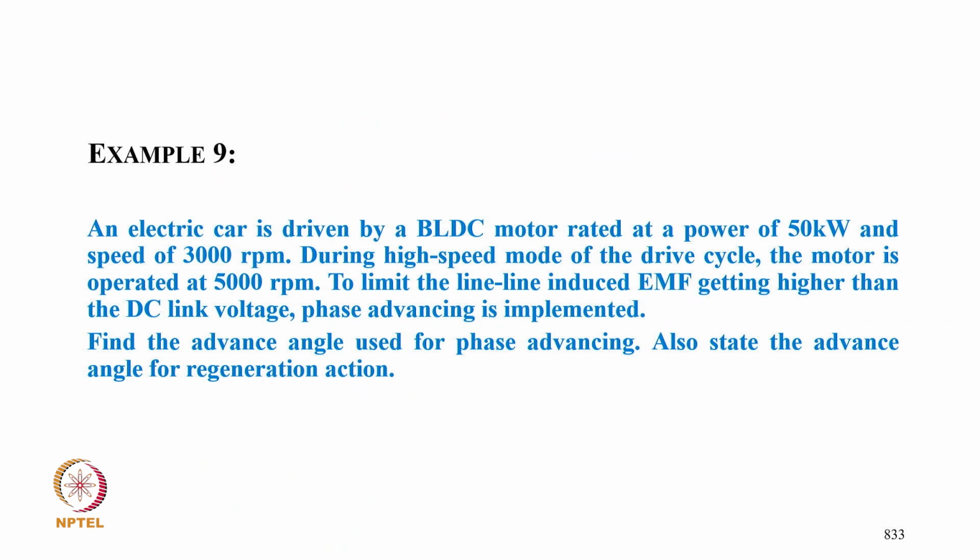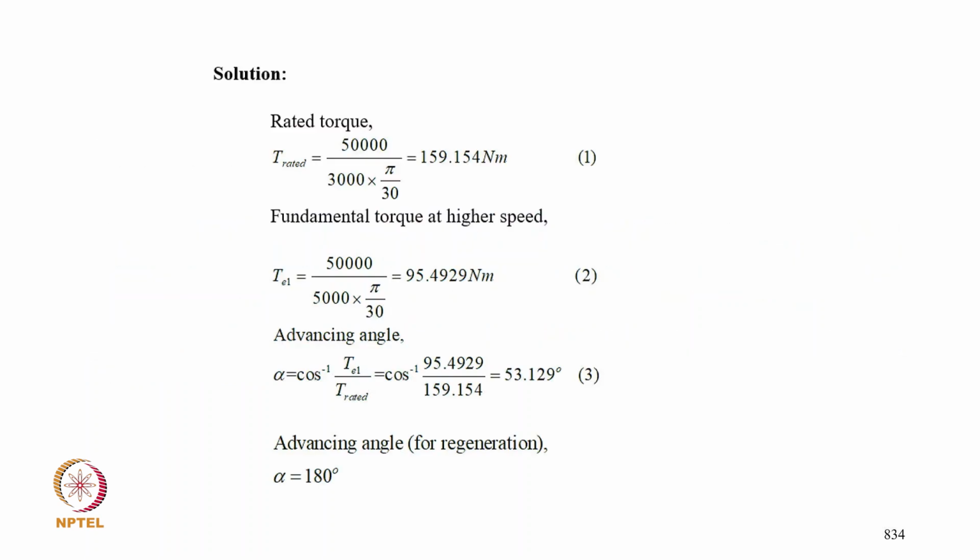So coming to example 9: an electric car is driven by a BLDC motor rated at a power of 50 kilowatt and speed of 3000 rpm. During the high speed mode of the drive cycle, the motor is operated at 5000 rpm. To limit the line to line induced EMF from becoming higher than the DC link voltage, phase advancing is implemented. Find the advance angle used for phase advancing, and also the advance angle for regeneration action.